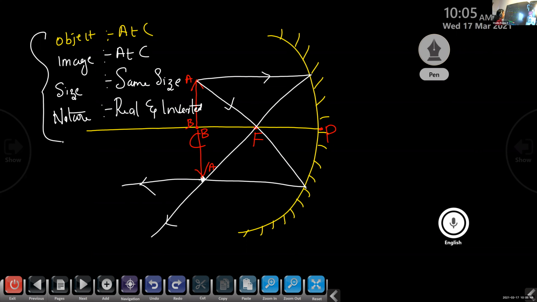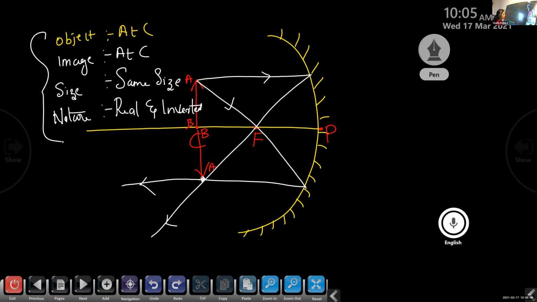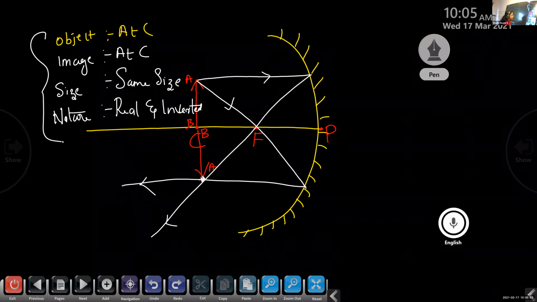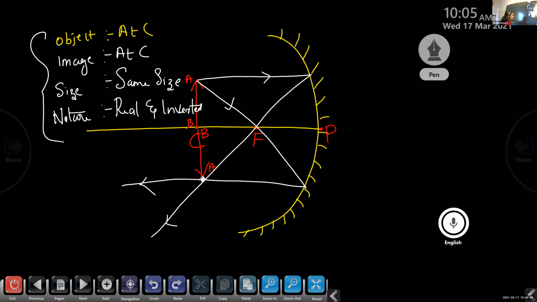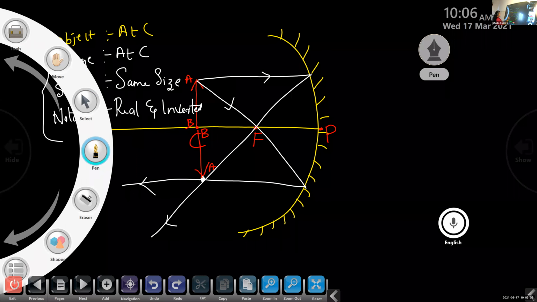Students, did you get the idea how to draw the ray diagrams of concave mirrors? Anyone have any doubt? You can ask now itself and clear it. Do you have any doubt? No, ma'am. Okay, all right. Can we move to the next case? Yes, ma'am. Okay. So here I am going to clear it.